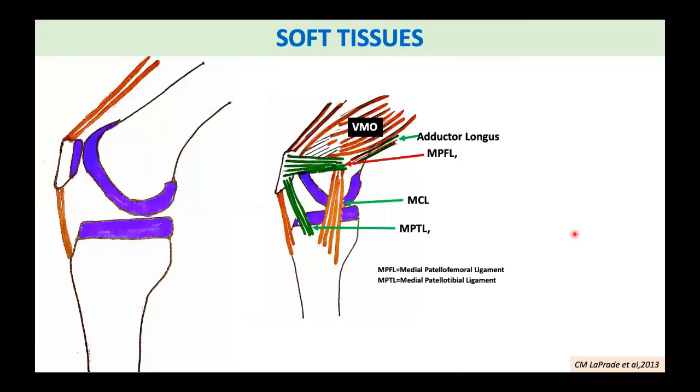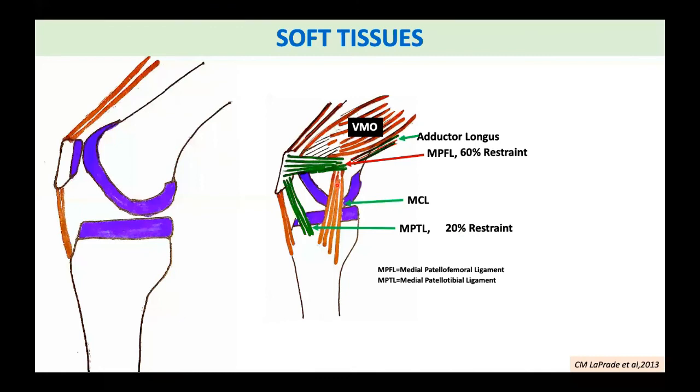What about the soft tissues? There must be some other soft tissues that stabilize the patellofemoral joint besides the bony factors. This is the lateral view of the knee. This green line is the medial patellofemoral ligament, and this is the medial patellotibial ligament. The medial patellofemoral ligament accounts for approximately 60% of the stability, while the medial patellotibial ligament accounts for 20% of the stability. And they have their lateral counterparts respectively. And this is the medial collateral ligament.